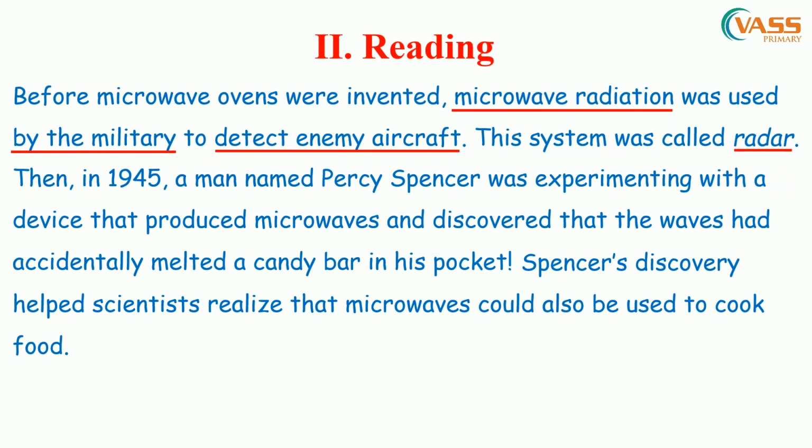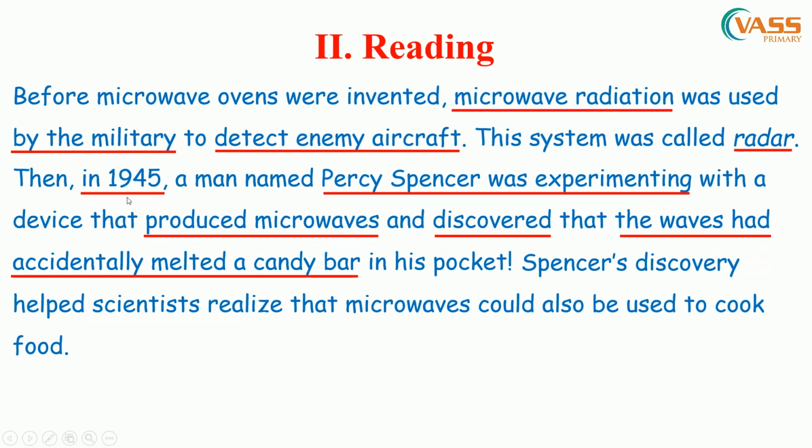Now let's remember to underline our keywords and sentences. What's microwave radiation and how was it used? It was used by the military before ovens were invented to detect aircraft. That system of detecting enemy aircraft with microwave radiation is radar.